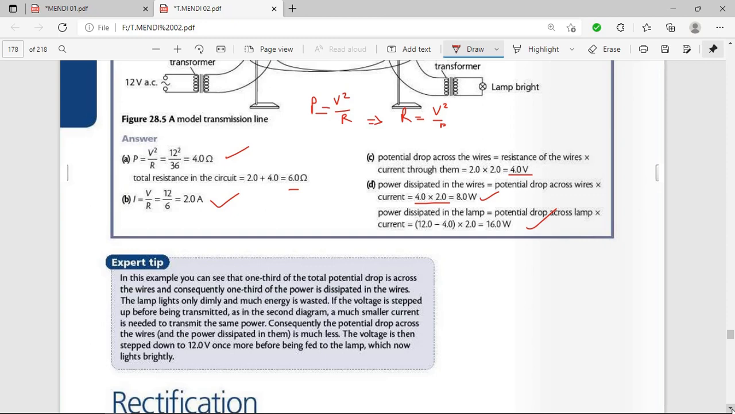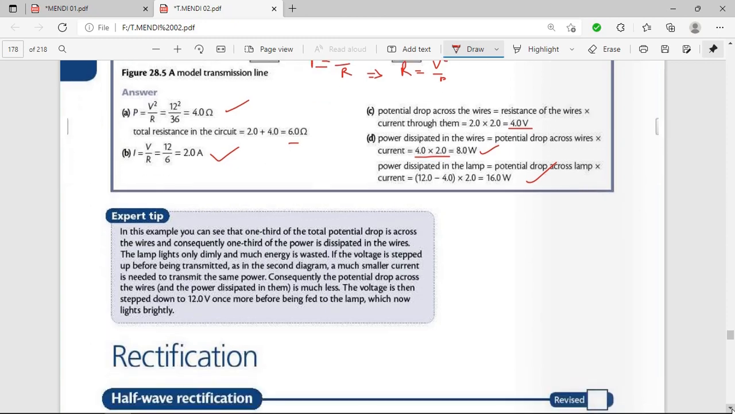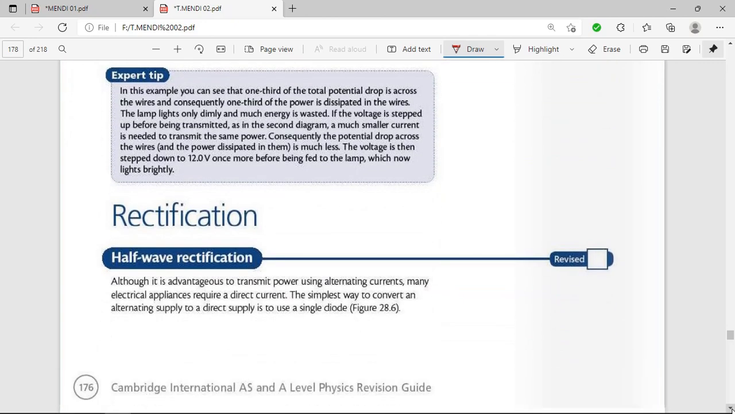Here is an exam tip. You can pause it, also read this exam tip. It's very important. Now we want to look at what we call rectification.